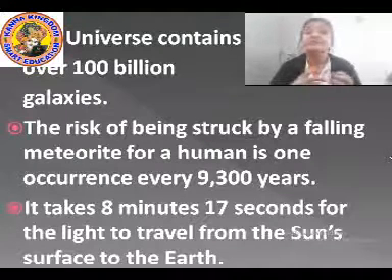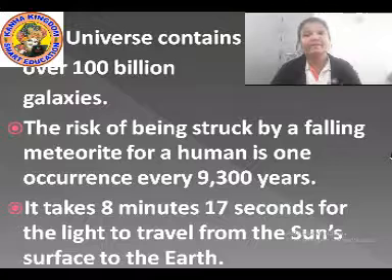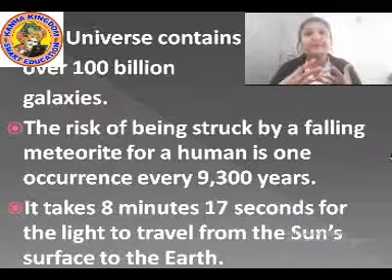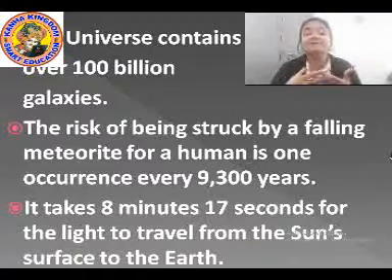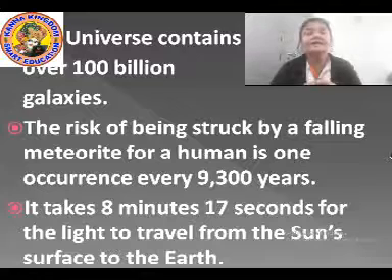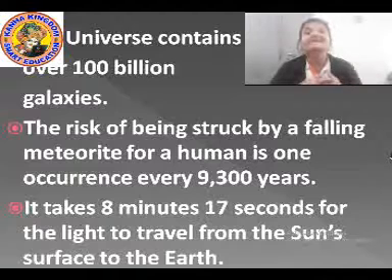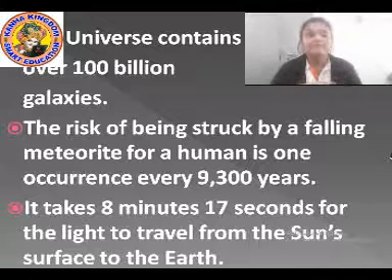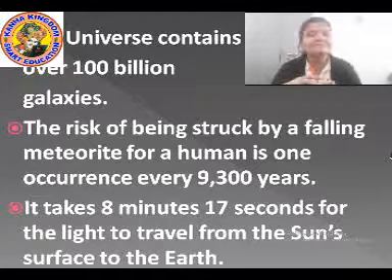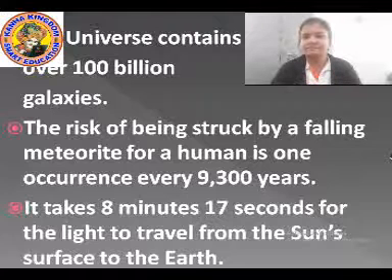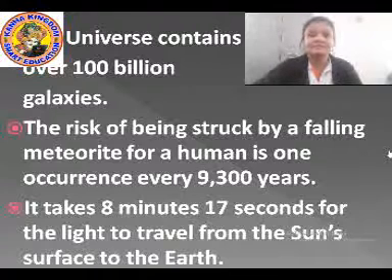I repeat again. The universe contains over 100 billion galaxies. The risk of being struck by a falling meteorite for a human is one occurrence every 9,300 years, and it takes 8 minutes and 17 seconds for the light to travel from the sun's surface to the earth. I hope everybody has noted down. Now to some more facts. We shall continue.